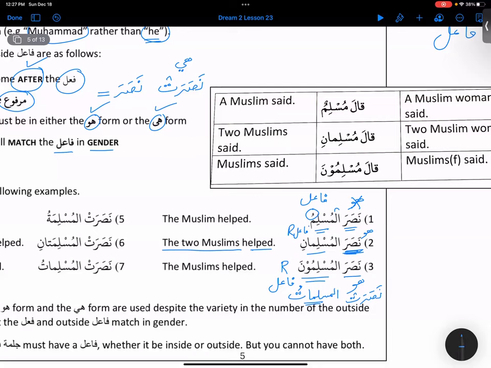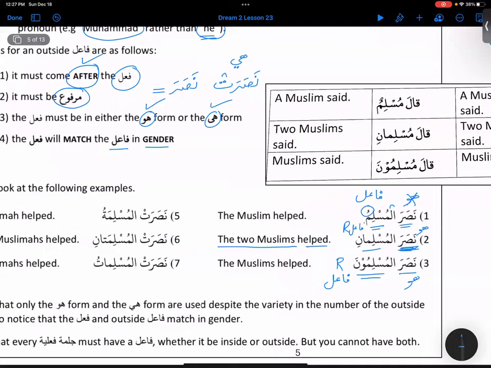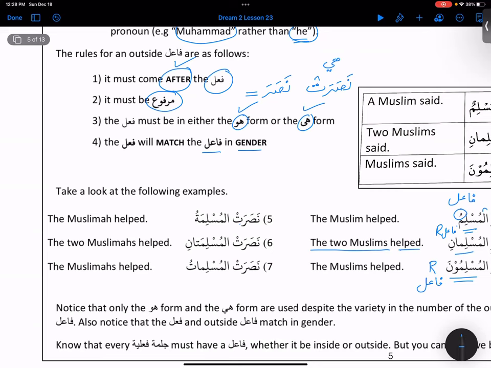So do we change the ta into kasra, Nasaratil? Oh yes, it will be Nasaratil. That is just for the fluency, nothing to do with the grammar. Again, I need to say Nasaratil Muslimatu. So now Muslimatu is rafa, and this is the singular version, so that means the Muslim lady helped.